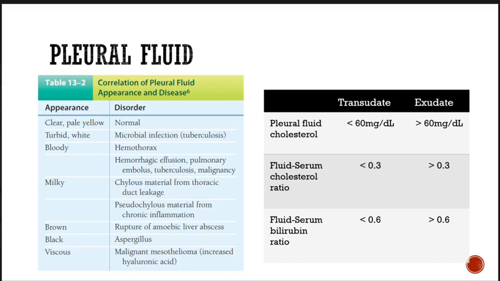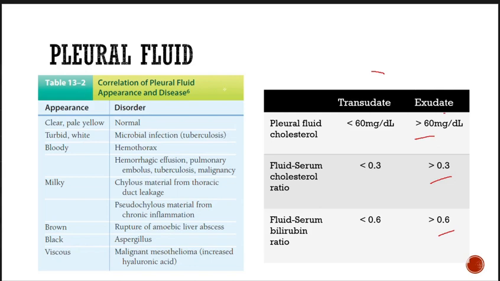What we can use are the following: the pleural fluid to serum cholesterol ratio and the bilirubin ratio. Exudate always has greater than values, greater than 60, greater than 0.3, 0.6. They are always the high ones. Less than that is transudate. Once we know that it is an exudate, we can test it further, because if it is a transudate, it is seldom tested further. So we have identified that it is an exudate.